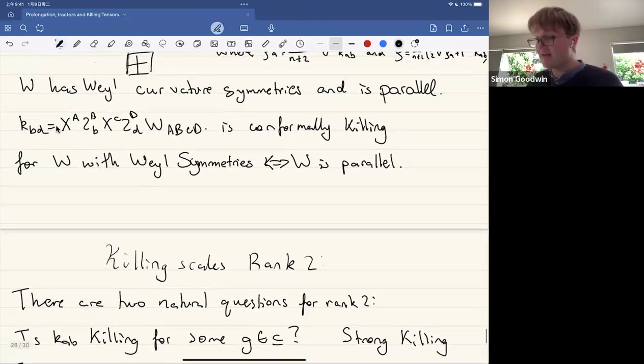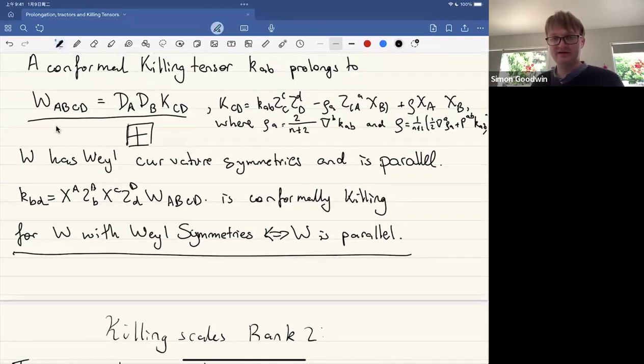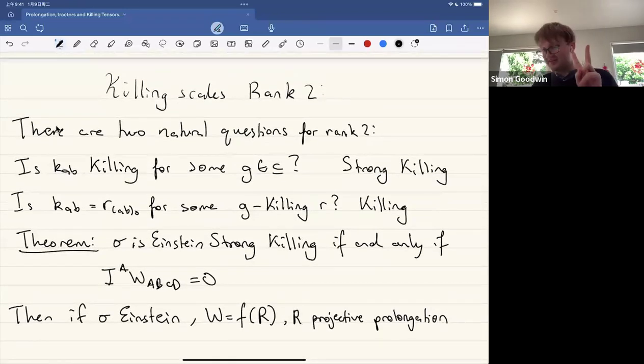And of course, the important thing, what's our connection? What's our prolongation connection? Well, it's just the tractor connection. So W is parallel if and only if the top slot, so-called, is Killing. Now there's actually 2 questions here at the end, because of the tensor. First, it could be Killing. Second, it could be the trace-free part of a Killing tensor for our metric.